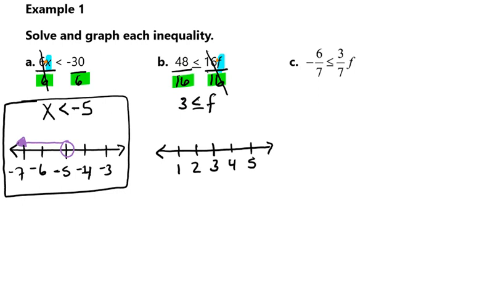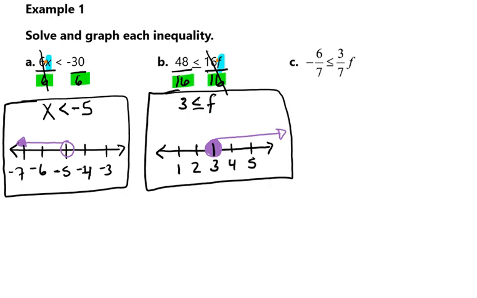we're going to have a closed circle at 3 because it's less than or equal to, and it says 3 is smaller than f. So if 3 is smaller than all of the f's, then that means f has to be bigger than the number 3. A little clue is that when the f is on the right-hand side, our arrow will point the opposite direction of our symbol. So if our symbol is pointing to the left, our arrow will point to the right as it is now. Let's take a look at our next example.